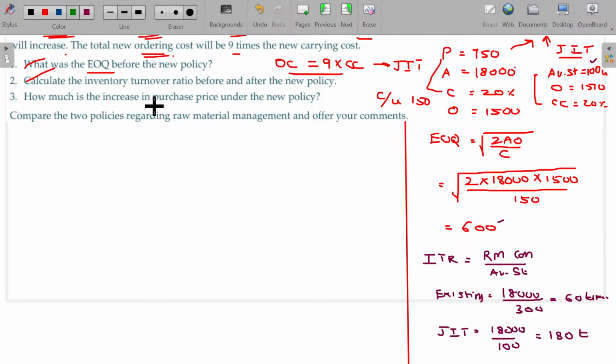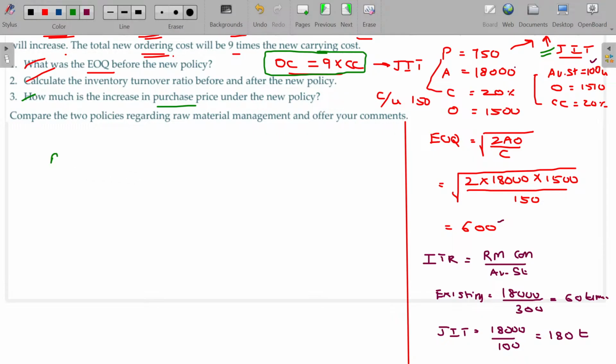How much is the increase in purchase price under the new policy? See, purchase price is increased due to the JIT approach, because the supplier demands some extra compensation. Now we have to find out what the extra value is. For that, this is the clue: ordering cost is equivalent to 9 times the carrying cost.